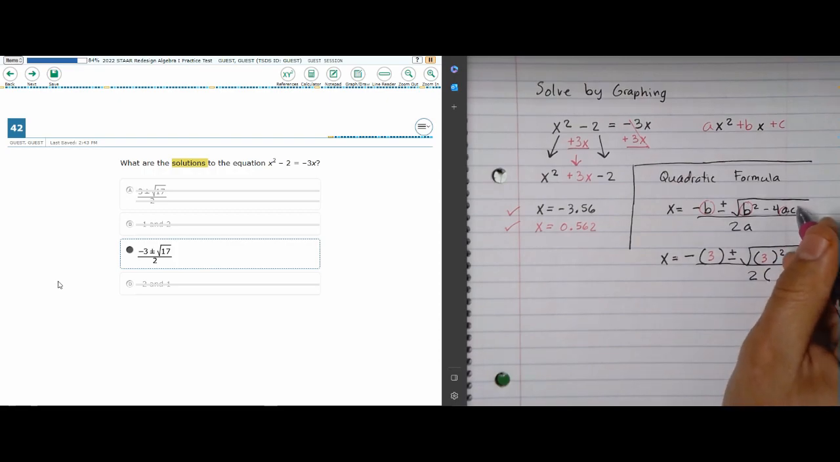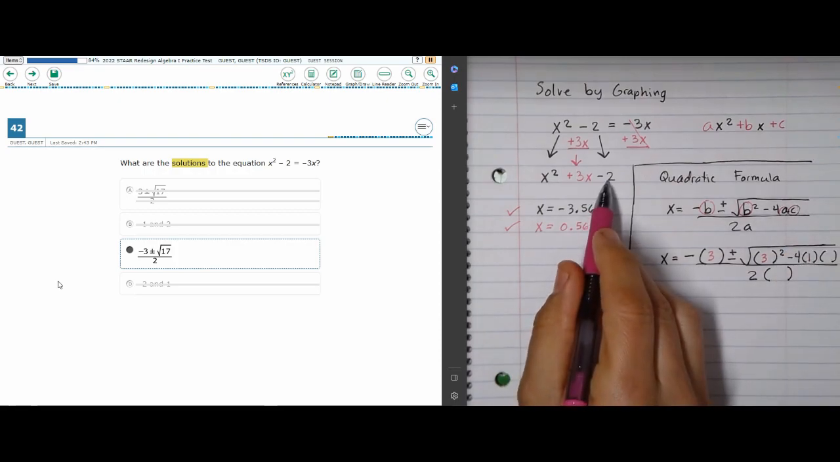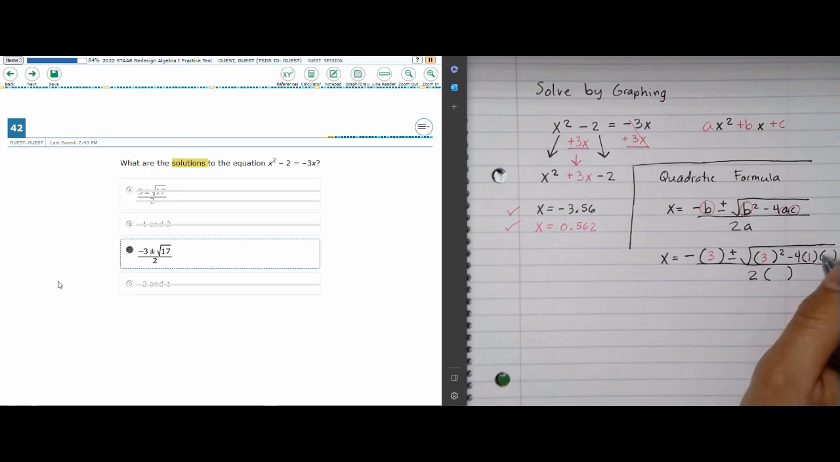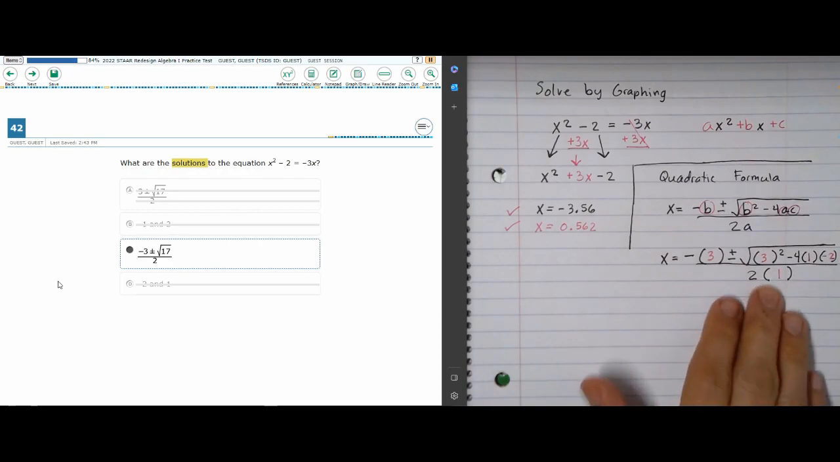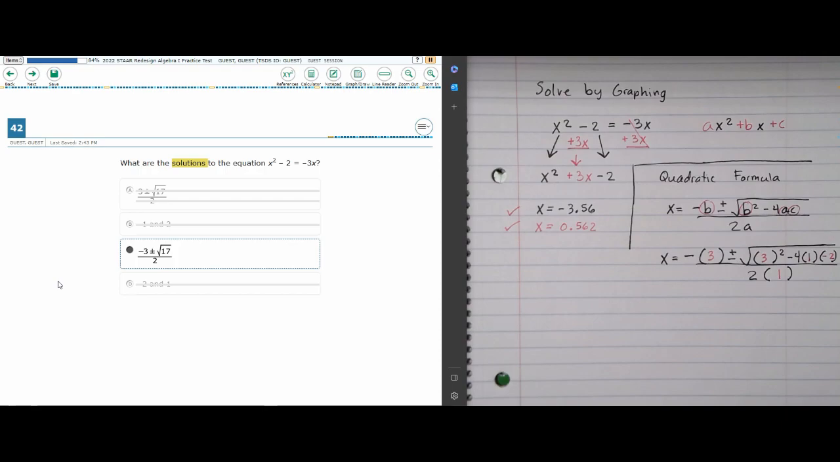And then my c value, that's my constant. It happens to be negative 2. So I'm going to put a negative 2 in there. And then my a value, once again, down here at the bottom is going to be a 1. So we put it in here, right? And I'm going to show you how to get an exact answer.